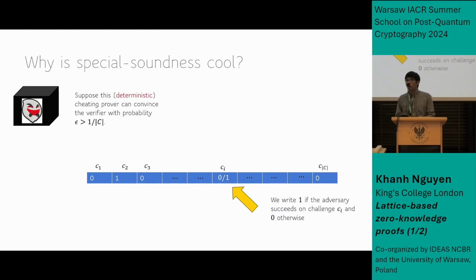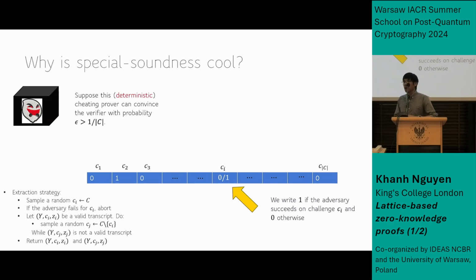Okay? So if I have special soundness, then I just need to extract from two 1 entries. So then I get some Ci and a different Cj, and from that I can extract just by the special soundness property. Okay? So what's this extraction strategy? What I will do is, very intuitively, I will sample a Ci. So I will sample a random entry in this table. Okay? I check if it's a 0 or 1.